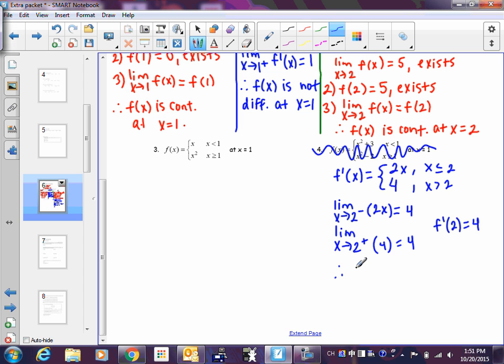And so we can say, this is all working out, so therefore, f of x is differentiable at x equals 2. If these had not both been 4, what do you think my therefore would be? Not continuous.